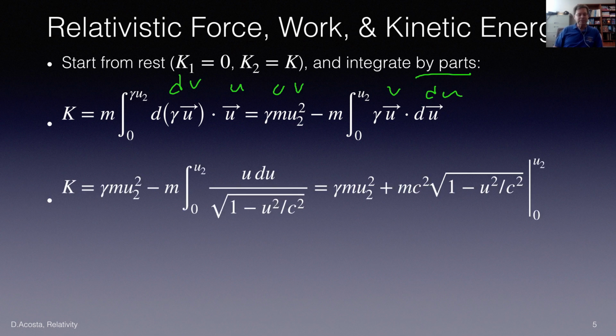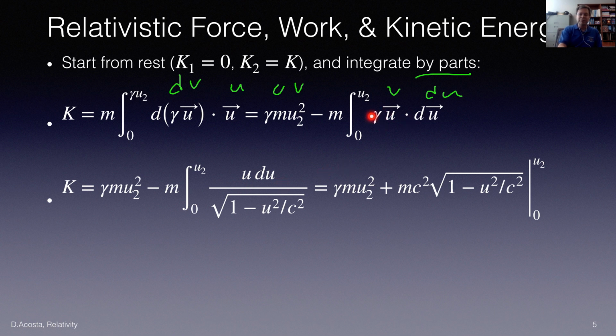Okay, so let's do that. I'm going to retain the gamma m u2 squared. That was the first term in the integration by parts. And now what have I done? There was a scalar dot product of u vector dotted with du vector. But wait a minute. U vector and du vector are in the same direction. They're parallel to each other. So that dot product just becomes a multiplication and it becomes u du.